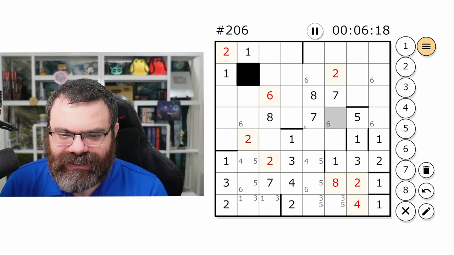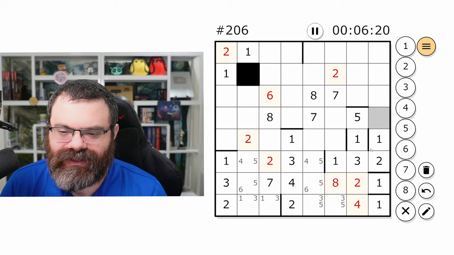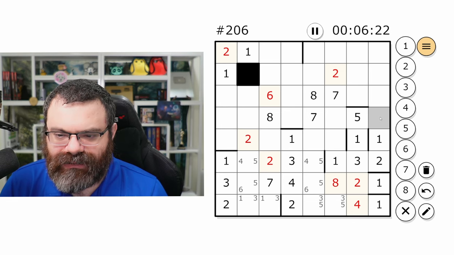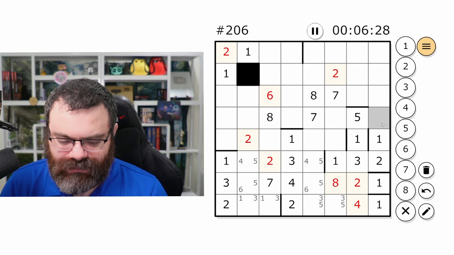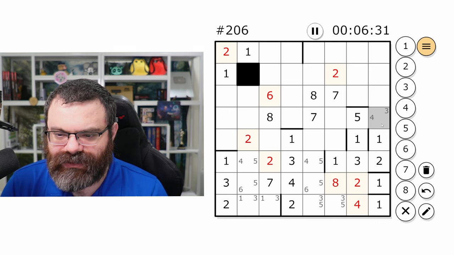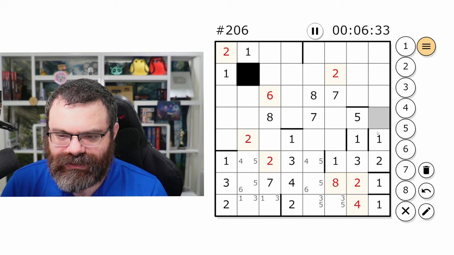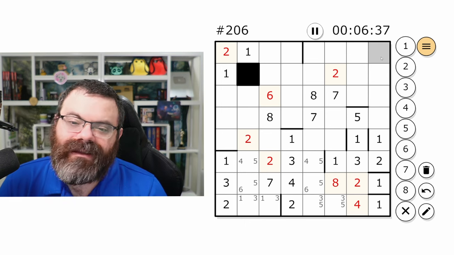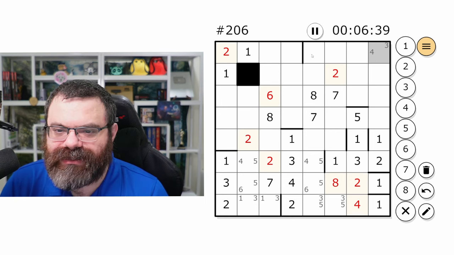At this point, I'm going to get rid of these 6s because they're just going to confuse me. I don't think they're helpful at the moment. Let's see. This is 6 long. This can't be 5. So this is 3, 4 only. Hold on. What am I missing? 3, 4, 6. Sorry. This is only 3, 4 because this is a 4-length segment.